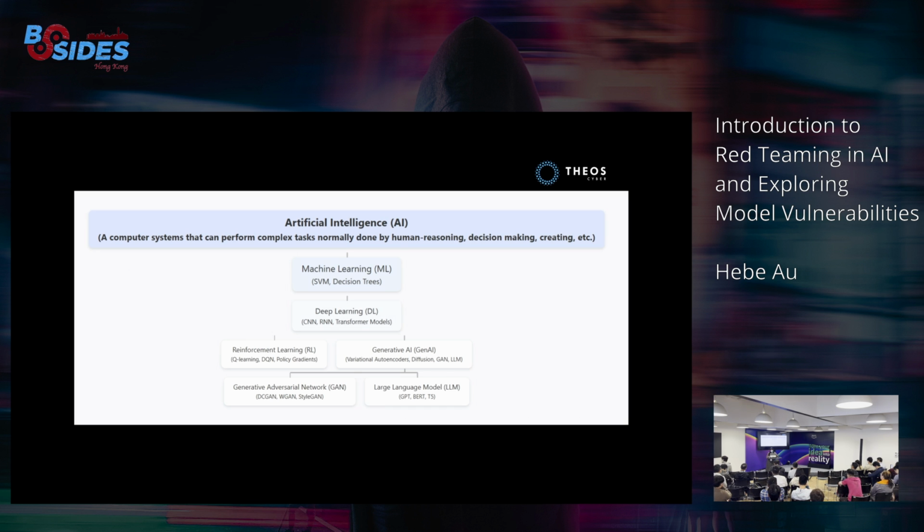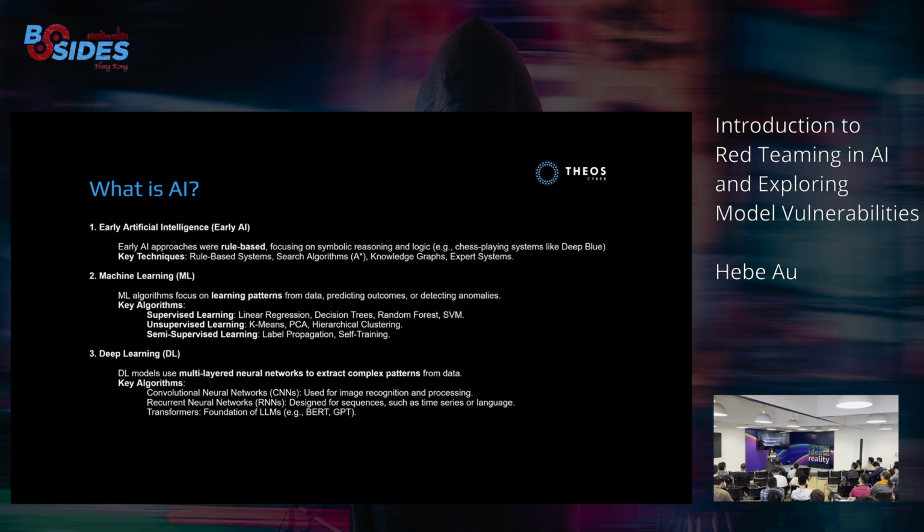Machine learning is a subset of AI, and deep learning is a subset of machine learning. Reinforcement learning and generative AI are also related to deep learning. Generative adversarial networks and large language models are a subset of generative AI. So let me go through and discuss them one by one.